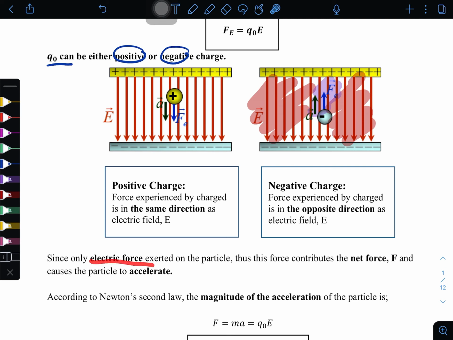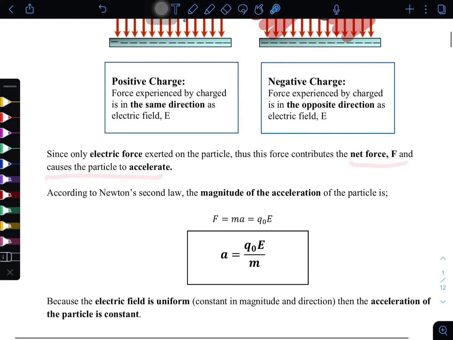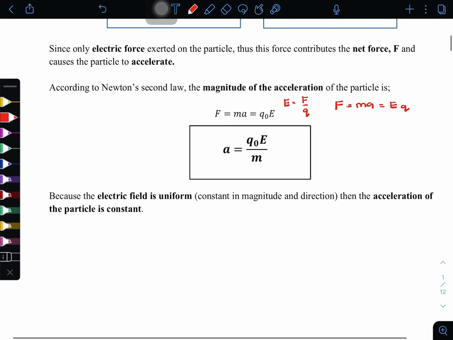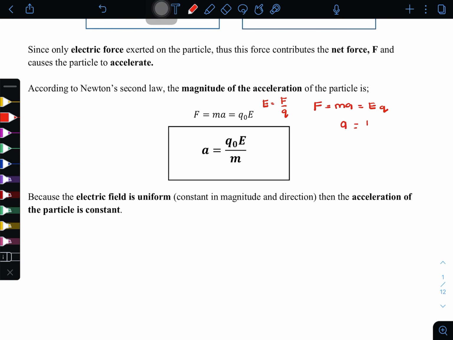Since only electric force exerted on the particle, does this force contribute the net force cause the particle to accelerate? So akan ada force. Kita belajar in chapter 4 semester 1, force is equals to MA. But in this case, force kita ialah electric force. So electric force is equals to E is equals to F over Q. So F is also equals to EQ. So akan ada acceleration. To calculate the acceleration, we use A is equals to EQ over M.